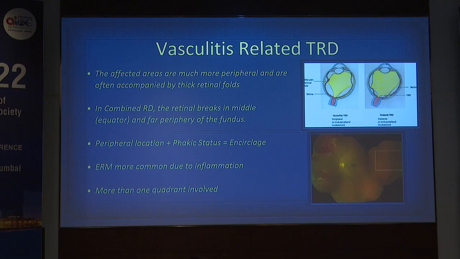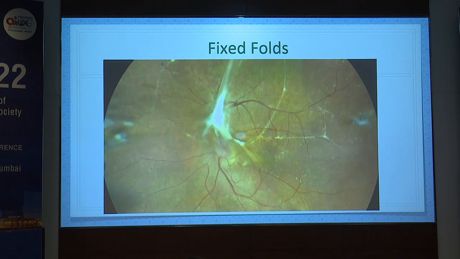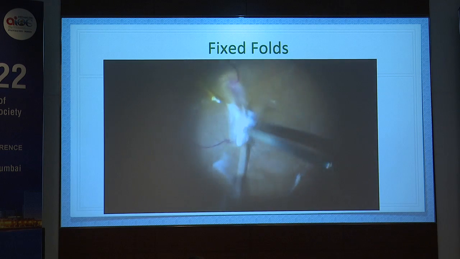So again, like we discussed earlier, an encerclage does come in handy in such cases. And ERM is very common due to inflammation, so we have to be more careful. Another thing is the quadrants can be more than one, and we have to really search for them and take care of any place where we find the traction to be there.